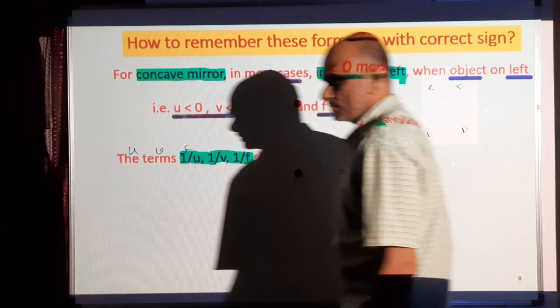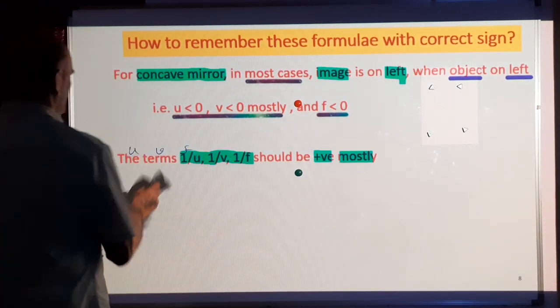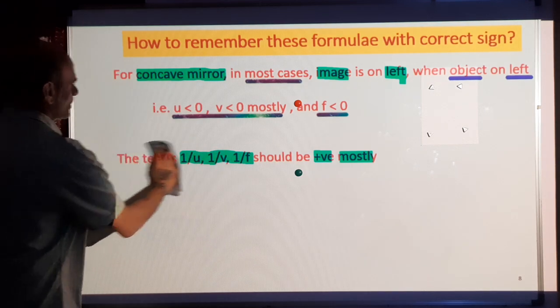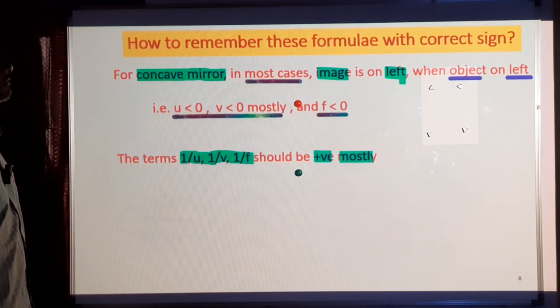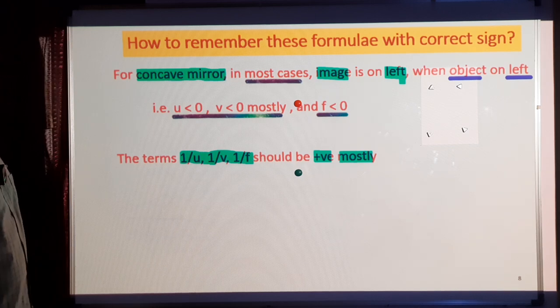So how to remember these formulas with the correct sign? The formula is 1 by v plus 1 by u equal to 1 by f, and magnification is v by u with a minus sign. So how to remember those signs correctly?